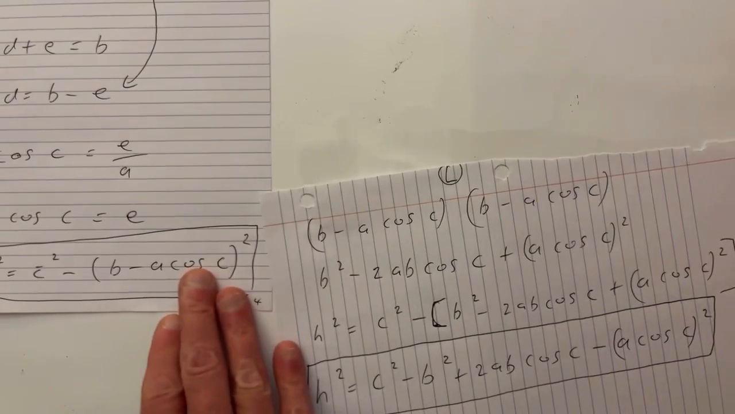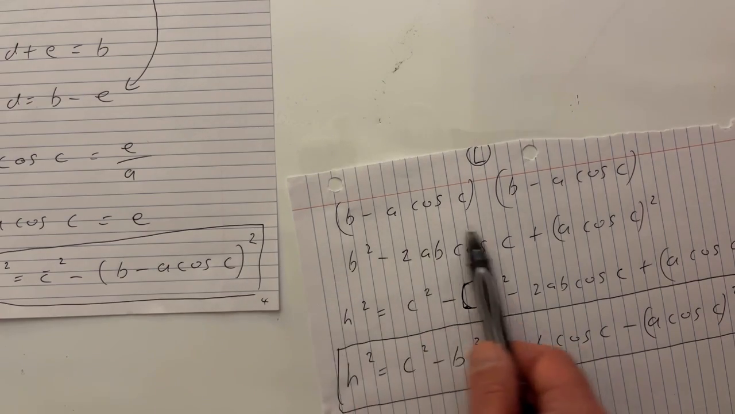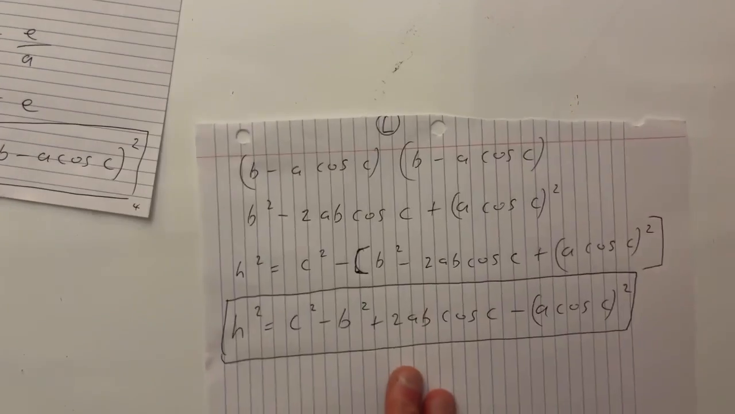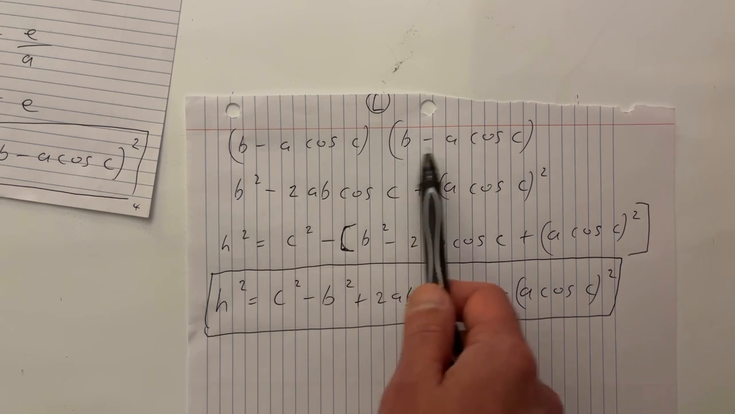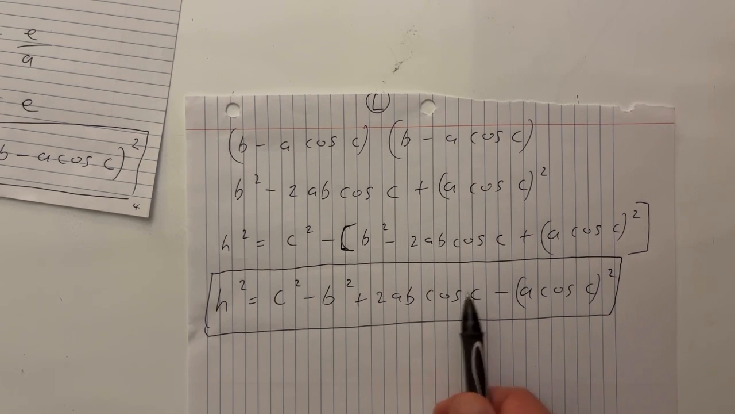Next up, I'm going to take this bravo minus alpha cos Charlie, squared, and FOIL that out. Go through your basic algebra to FOIL that out. And then the final equation will actually be hotel squared equals Charlie squared minus bravo squared plus 2 alpha bravo cos Charlie minus the quantity alpha cos Charlie, squared. So a quick question is, do we square this negative sign, or do we just square the alpha cos Charlie? We're actually subtracting all this, so we just square the alpha cos Charlie.